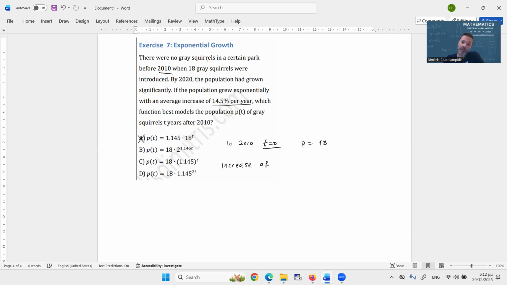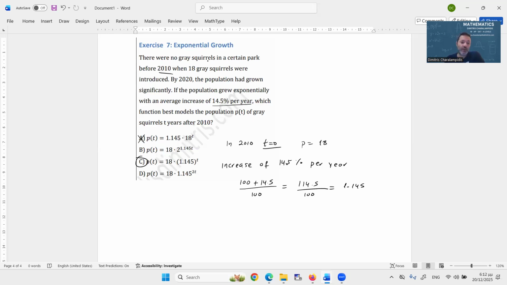of 14.5% per year, which means that it's the same as multiplying by 100 plus 14.5 over 100, which is the same as 114.5 over 100, which is 1.145. So that should be the growth ratio, which makes C the right answer for this question.